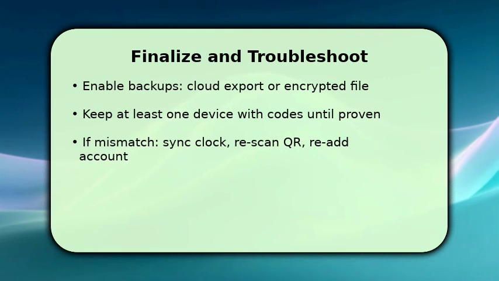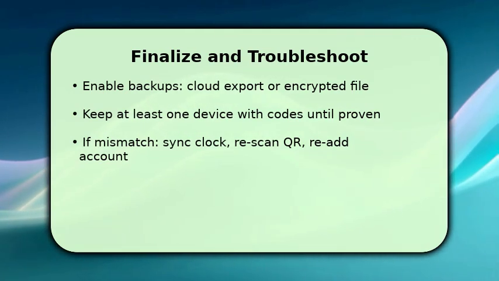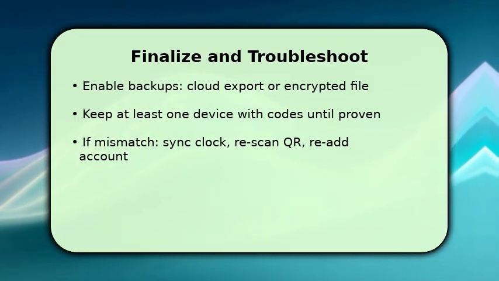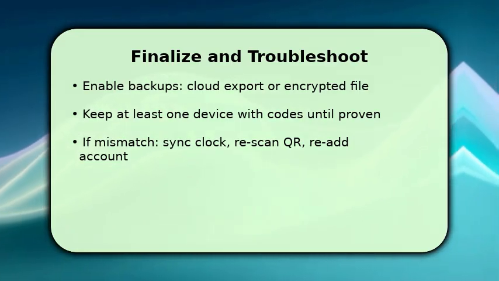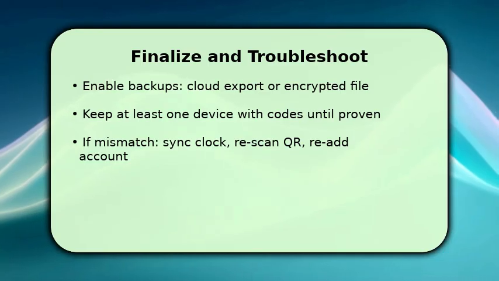Finish by enabling secure backups on the desktop authenticator. Use its encrypted cloud export or save an encrypted file. Once backed up, leave your phone's authenticator active until you've logged into all services from desktop.